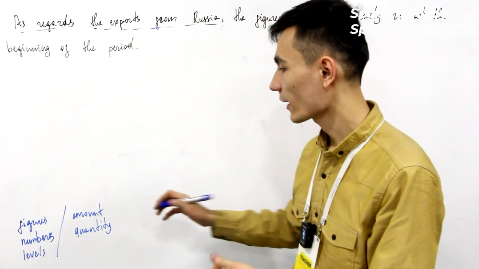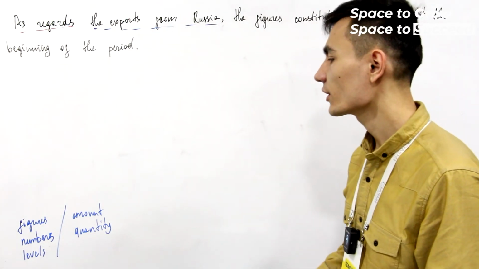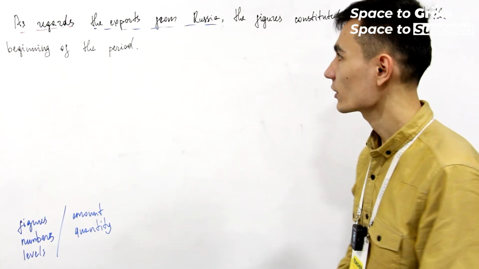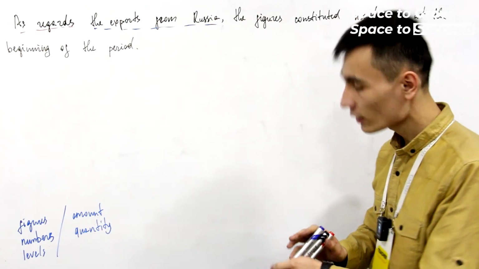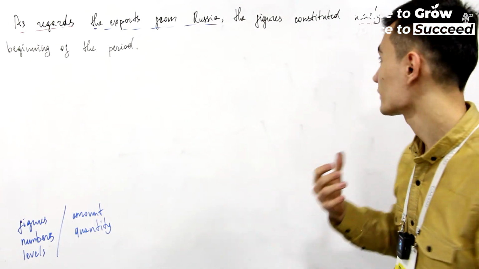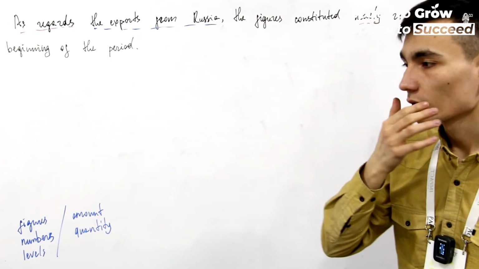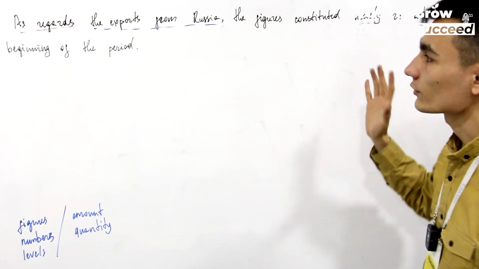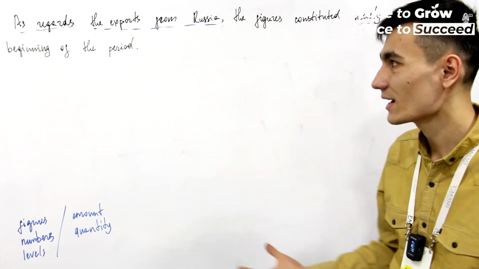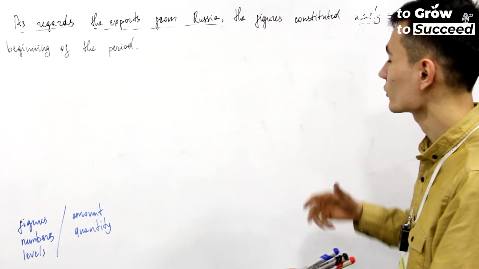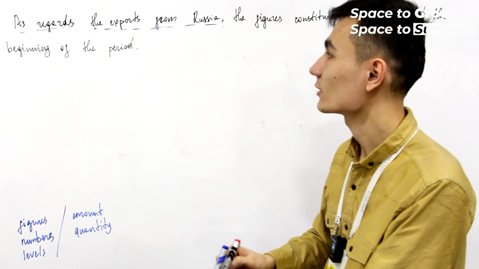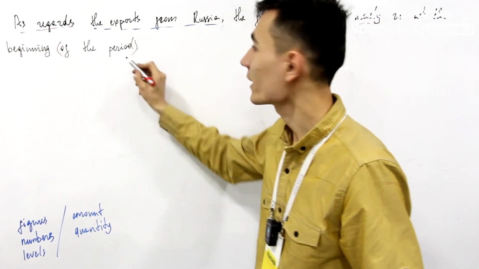So the words are: figures, number, level, amount, quantity. If I have more words, I'm going to add them later. So figures constituted nearly, I said it again. You just have to save yourself by using these words. You have to protect yourself at the beginning of the period. I didn't want to use 2008 again because I used it in body paragraph 1, so I said "at the beginning of the period." I just wanted to make it longer. I could simply say "at the beginning."